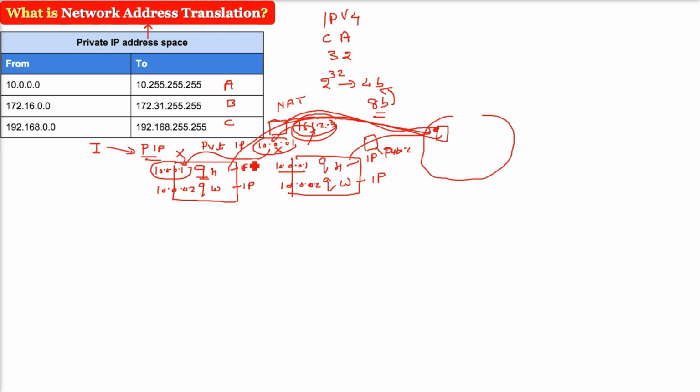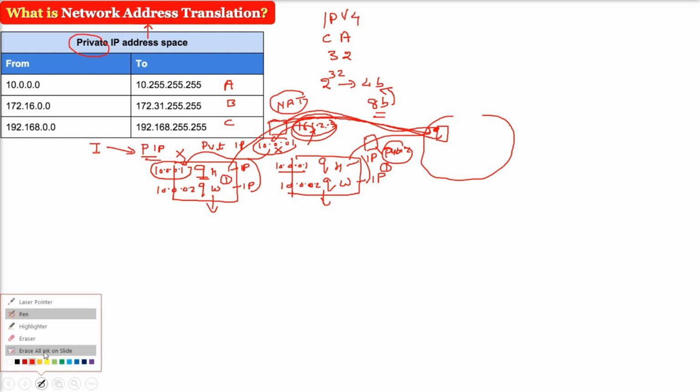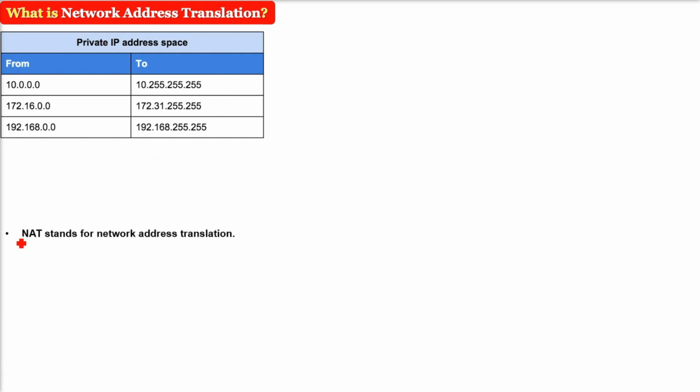The same thing can be done with another house also. So two or multiple private IPs can be seen as a single public IP through the router, and there will be translation going on from private to public and public to private. Because only public can be used on the internet; private cannot be used on the internet, private can only be used in a private network. So NAT stands for network address translation, private to public, public to private.